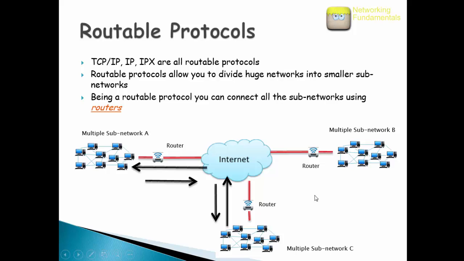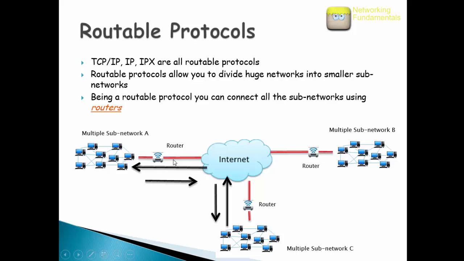So you can see here we've got 3 networks: network A, network B, and network C. Network A has multiple sub-networks, so it's divided into smaller networks. Then you have multiple sub-networks in B, and the same with C. Each of these has a router sitting on the edge of the network that connects to the internet. Being a routable protocol, you can connect all your sub-networks using routers. So the router on each of these, A, B, and C, is how the information is going to be sent out to the internet.